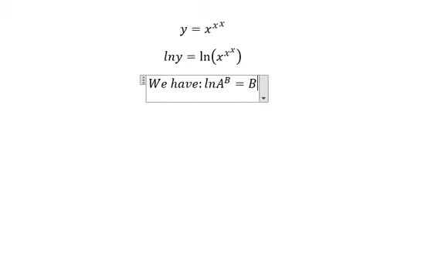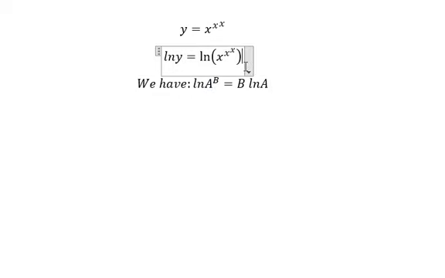The first thing we need to do is put the natural log on both sides. Next, we have the formula in here. So capital A is about s, capital B is about s to the power of s. For this one, we can put it like this.